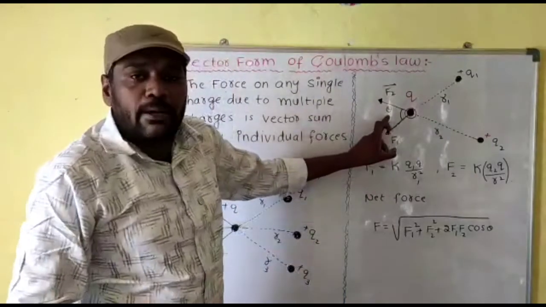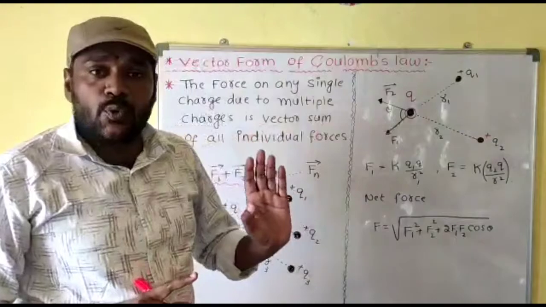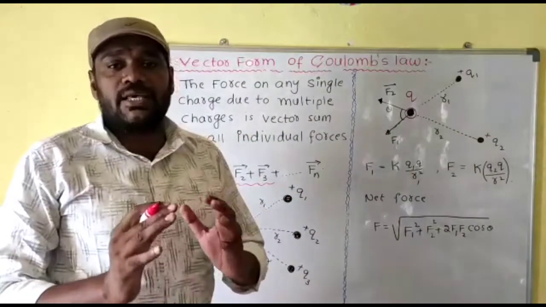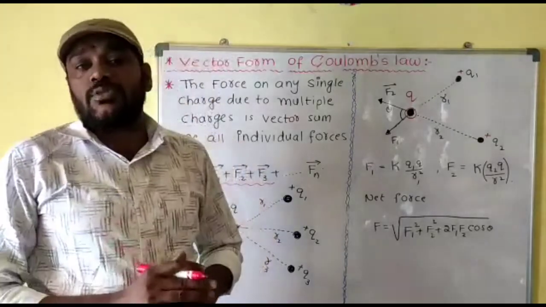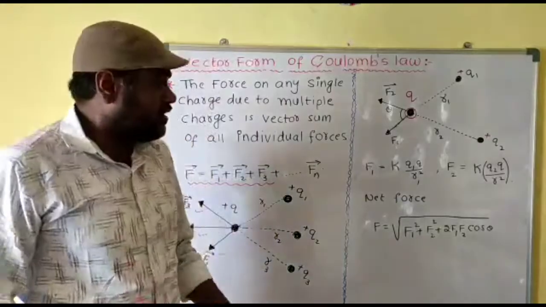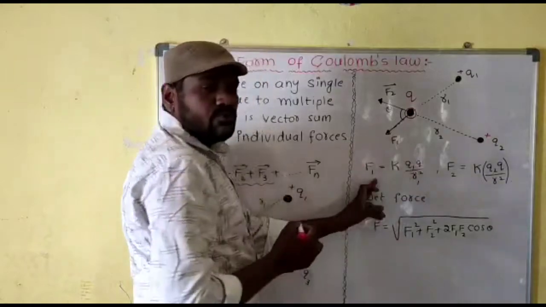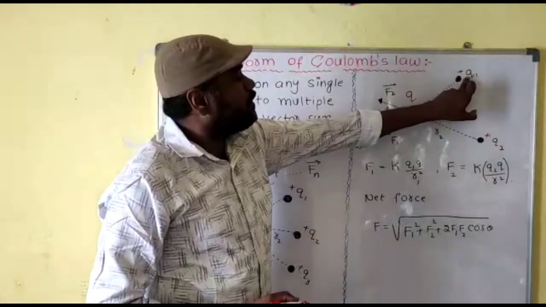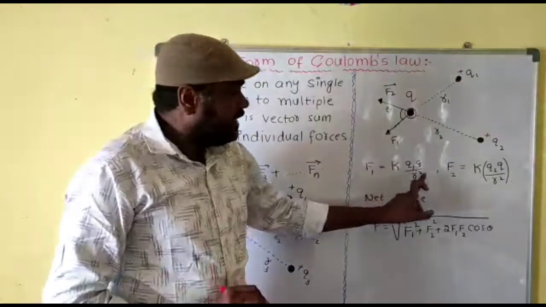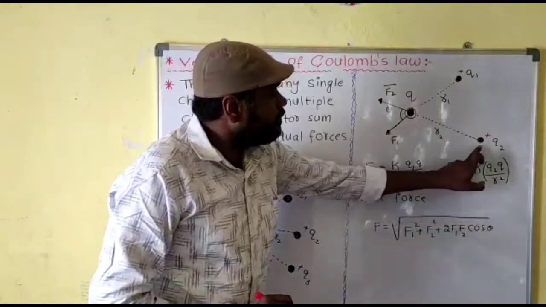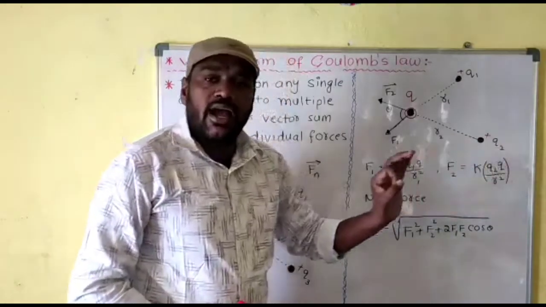Now, if the angle between these two forces is theta, then the total force on the charge Q is not simply F1 plus F2. It is a vector sum, so we have to follow the vector addition rule, the parallelogram law of vector addition from first year. F1 is equal to K Q1 Q by R1 square, the force between Q1 and Q at distance R1. First you calculate F1, then F2, the force between Q2 and Q, so F2 is equal to K Q2 Q by R2 square.